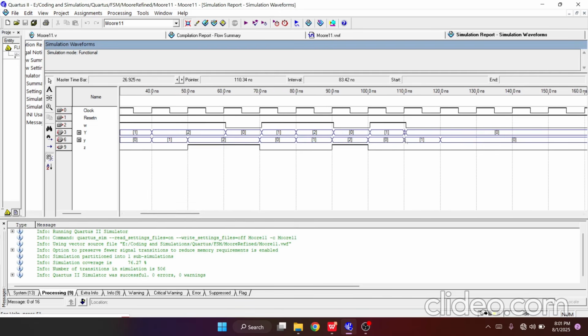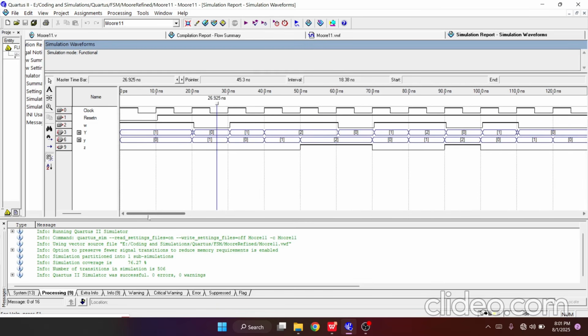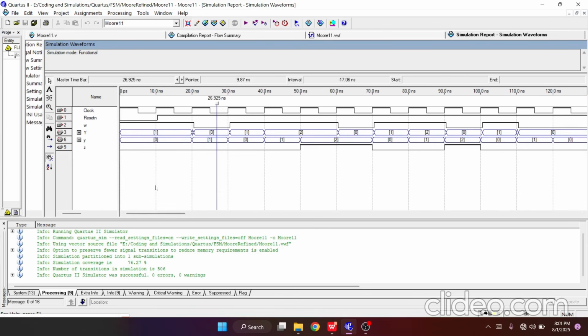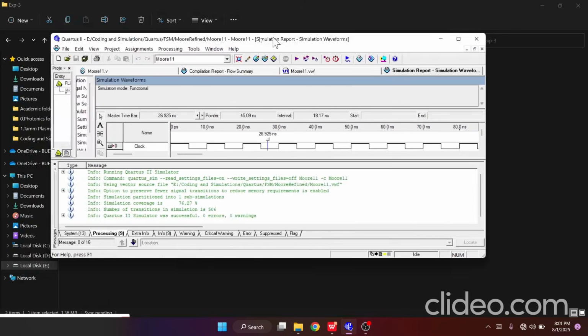Also, for a single one there is no high in the output, and here I have also set the W value only for single detection. One sets the Z value equal 1 for only one clock cycle. So now let's come to analyze what is happening inside.